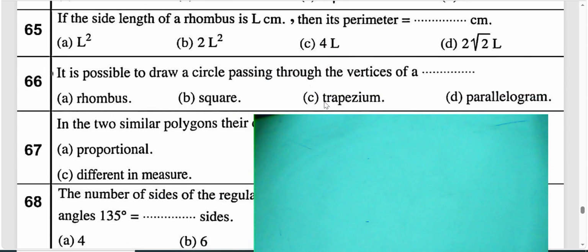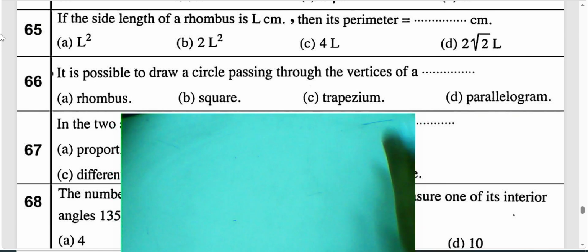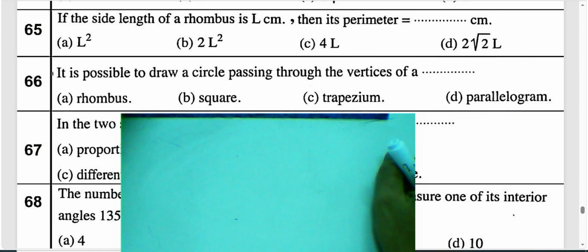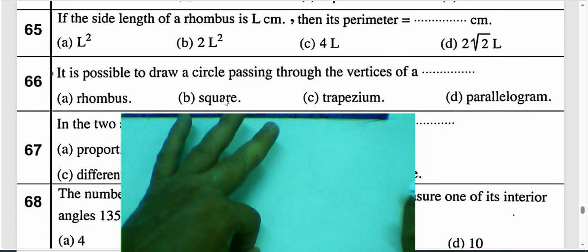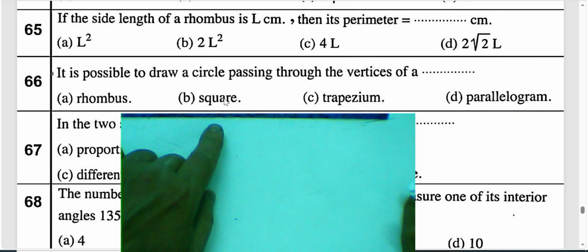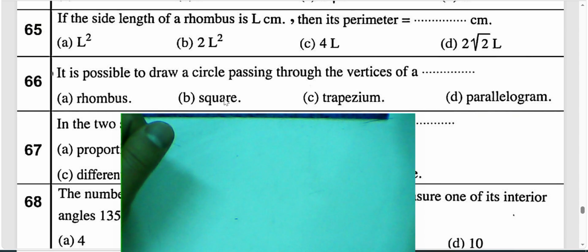Let's see. Next question, 66. It is possible to draw a circle passing through the vertices of what? Of a square. Okay, we can draw a circle passing through a square or rectangle or isosceles trapezium. Then you must choose letter B. Next question.